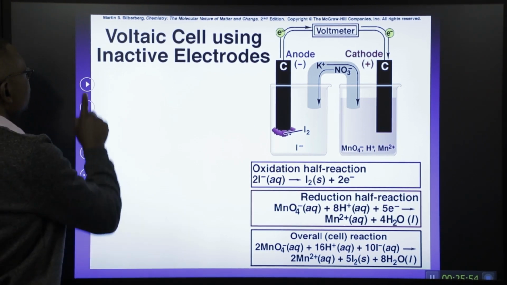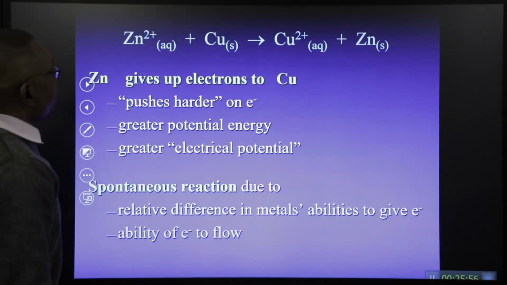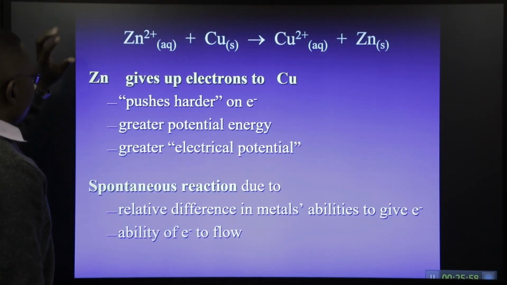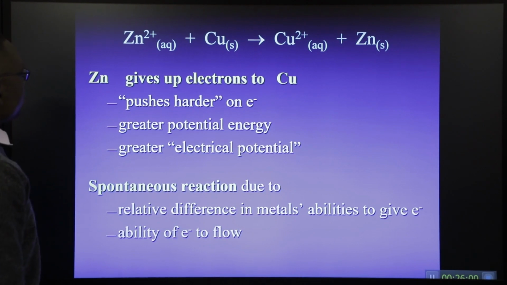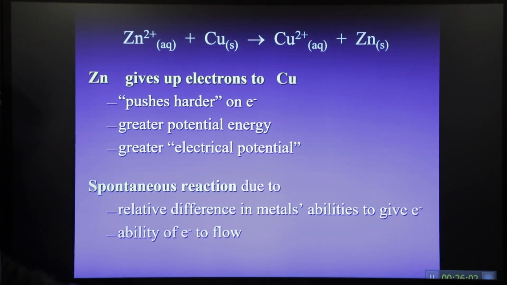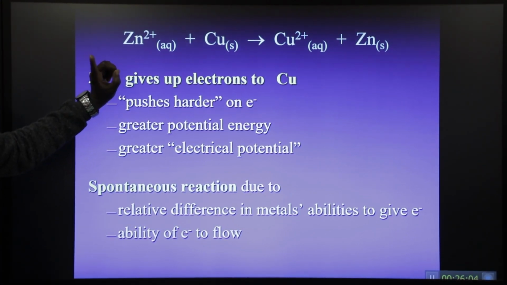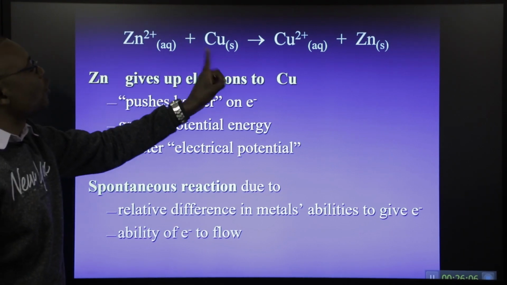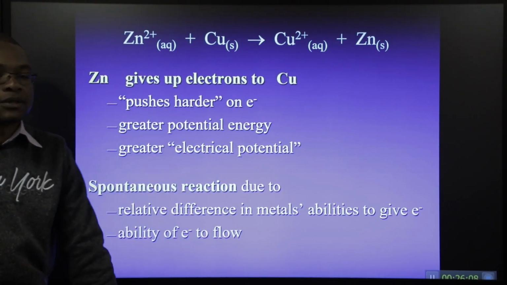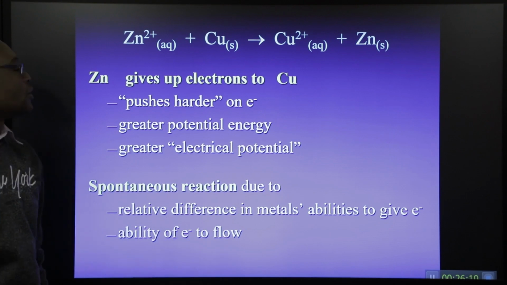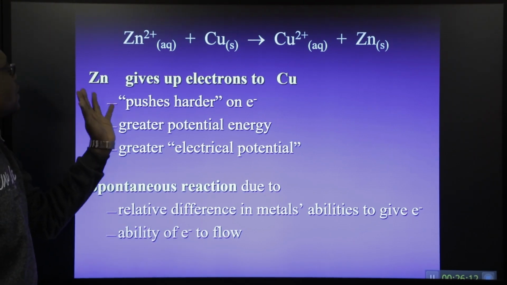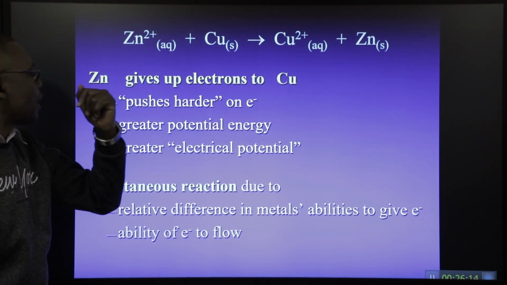Okay, so here we are. We are saying that in the phenomenon which was represented earlier on, zinc is giving up electrons to copper, and copper becomes ions in solution, while zinc becomes a solid. So zinc gives up electrons to copper.